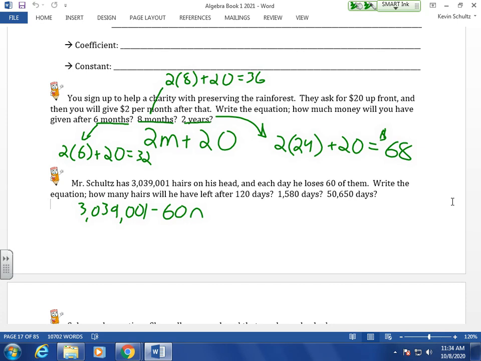Our variable n, right? And I'll replace it with d for days. But our variable, what are we testing? How many days? How does that affect the hairs I have on my head, right? Our coefficient is negative 60. That's the rate at which I'm losing hair, negative 60 per day. And then the constant, what do I start with? 3,039,001 hairs.